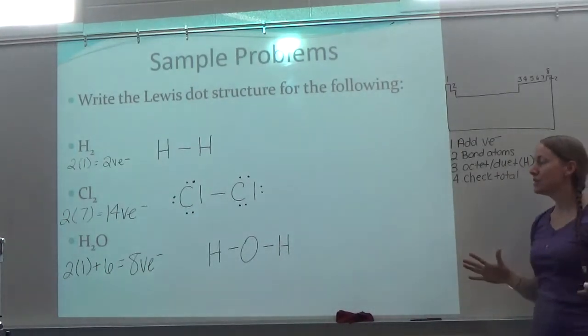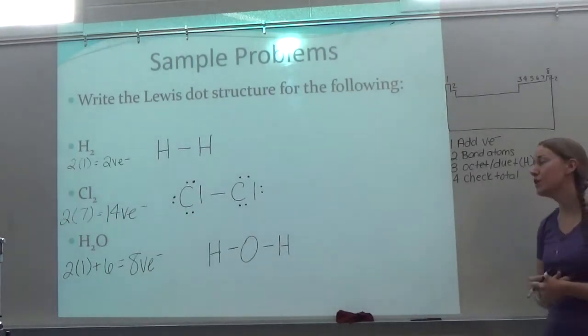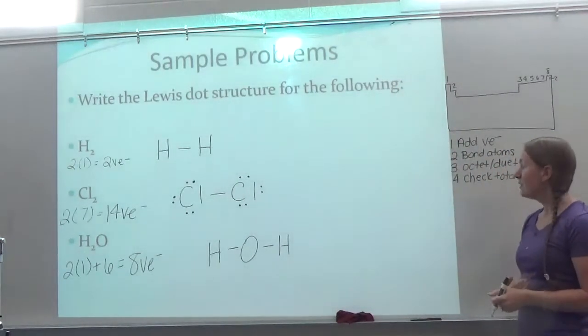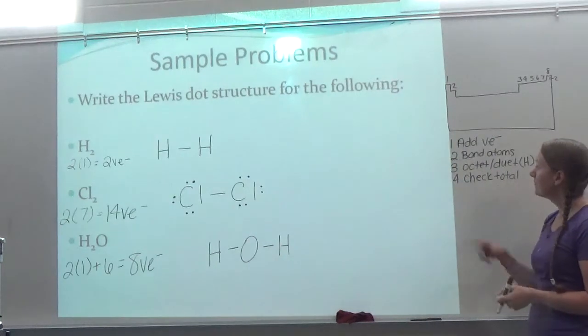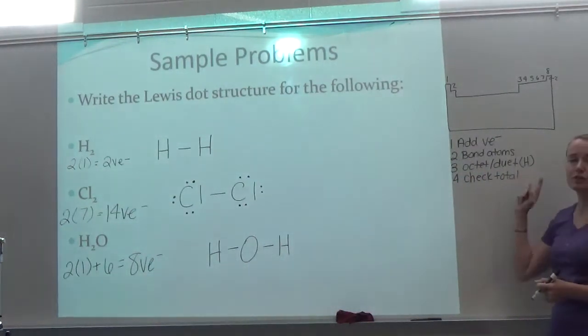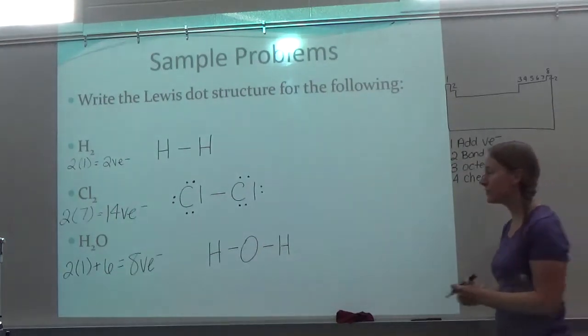We don't go into shapes in regular. If you want to know more about VSEPR theory, I cover that in honors. All right, so we bonded our atoms. So step 3 is follow the octet and duet rule. So hydrogen follows the duet rule. So let's focus on hydrogen first.